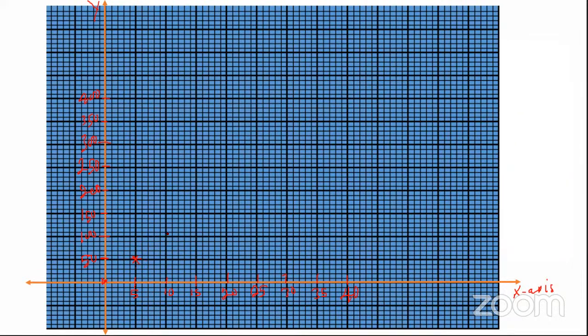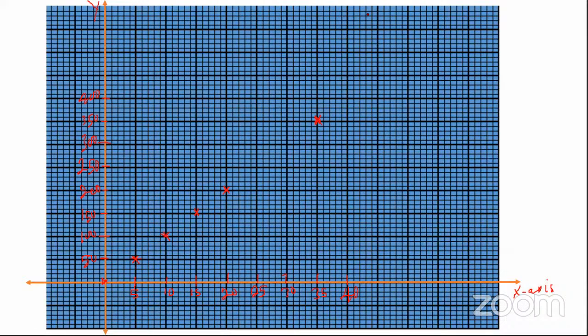Then we shall have 10 and 100 here. So where we have 10 and corresponding to 100, this would be 10, 100. Then we shall have 15 and then 150. Then we shall have 20 and 200. Then 35 and 350. So 35 is here, 350 is there. So that is how our points would look.